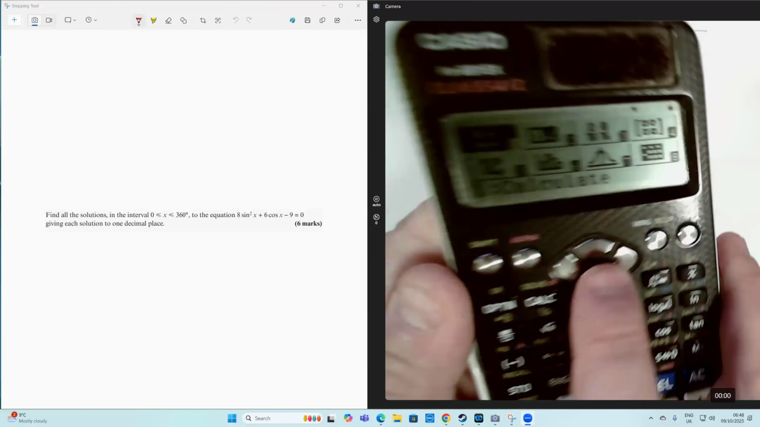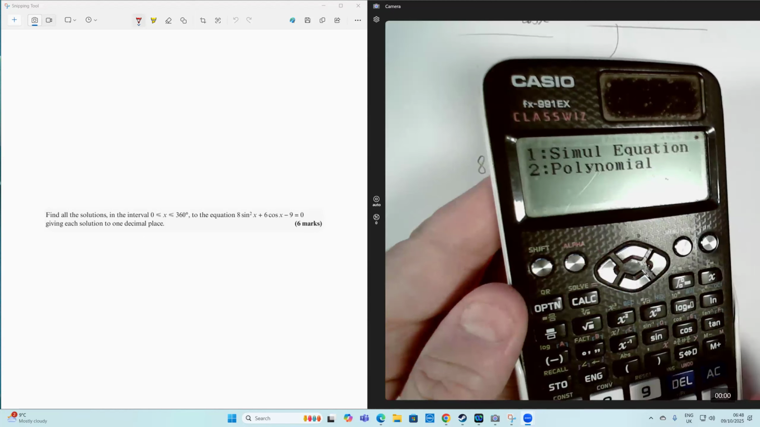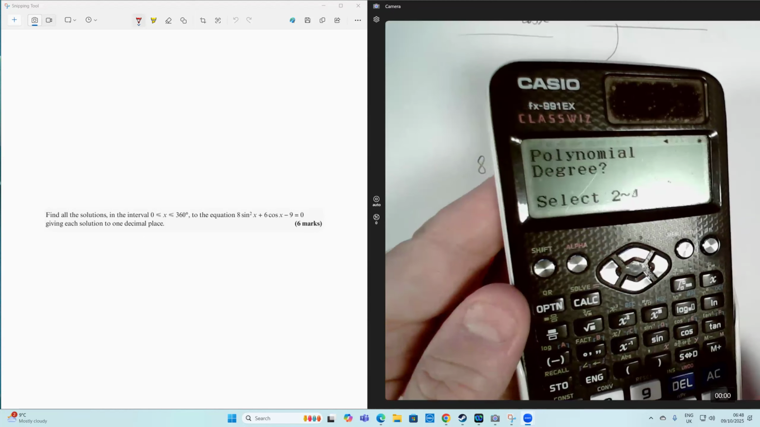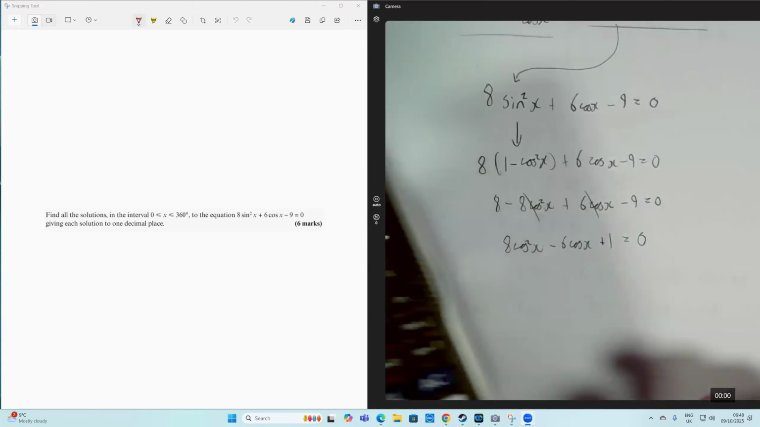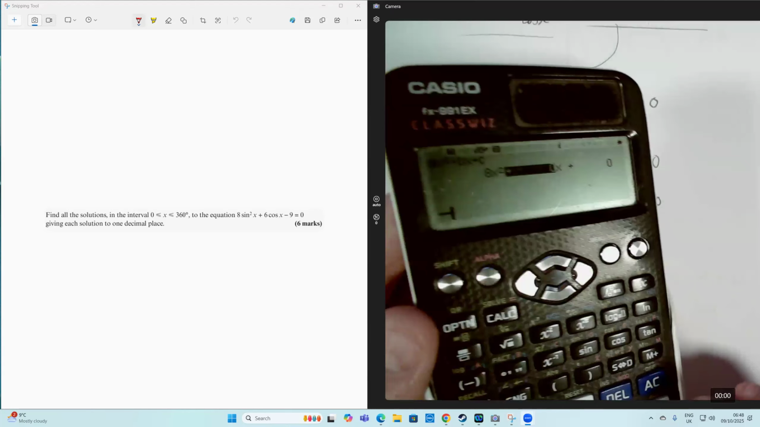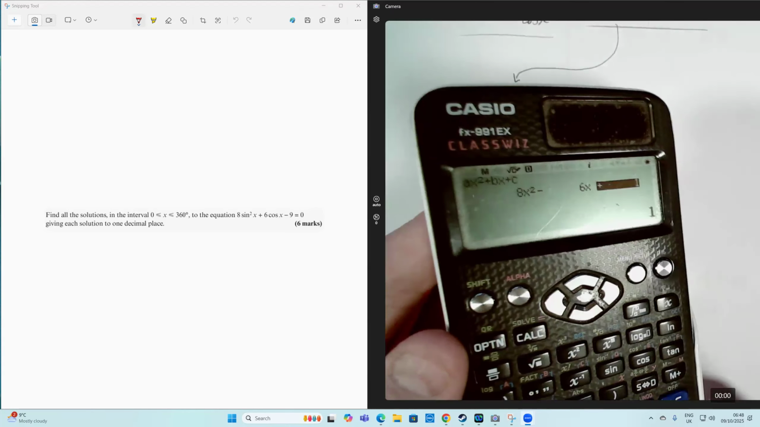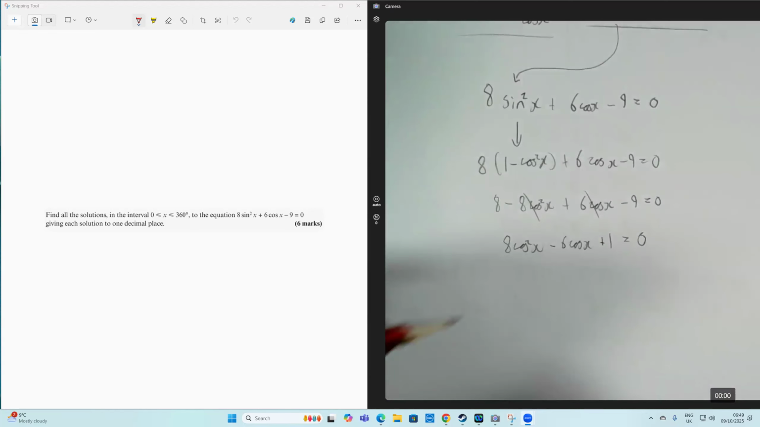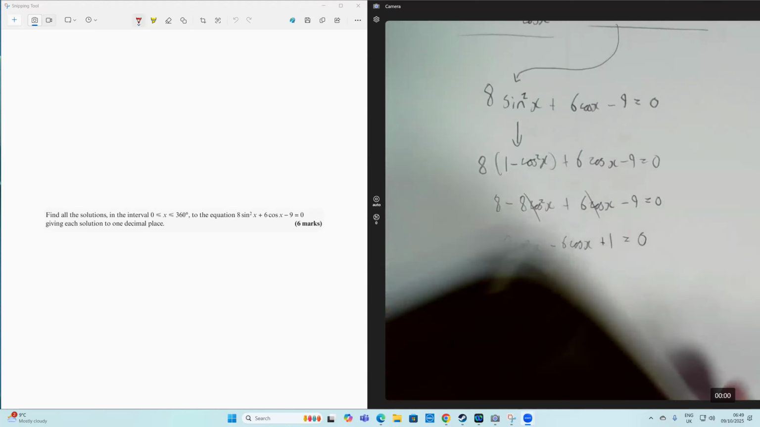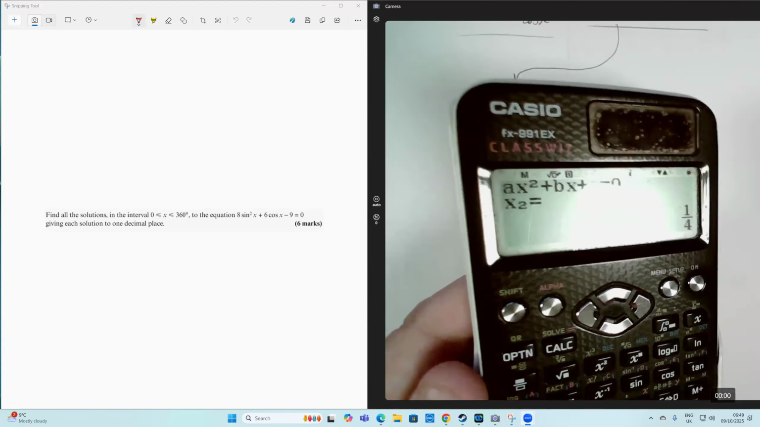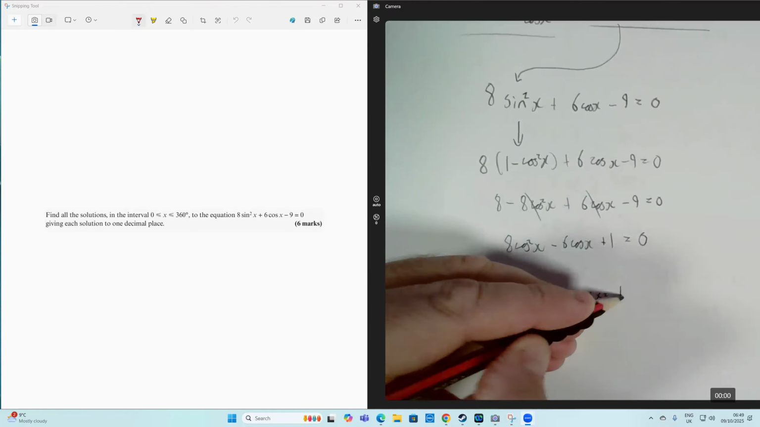Okay. So what I mean by that is if you go to there and you pick polynomial degree 2, and we're going to put in here, we have 8, and then we have minus 6, and plus 1, like so. We put that in and we find out that x is equal to a half. In other words, cos x is equal to a half, and then you press equals again, and you get that cos x is equal to a quarter.